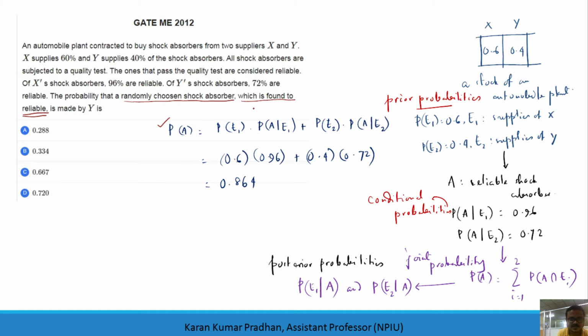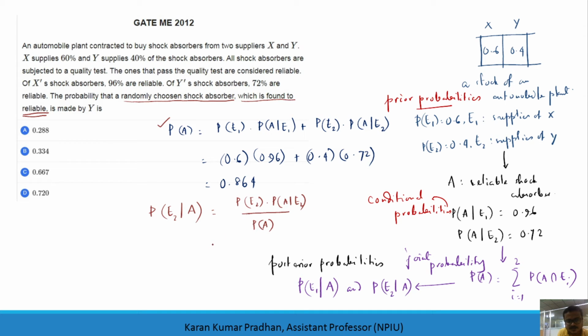Now the question says "made by Y", that means you have to go for the posterior probabilities. So if the item is found as reliable, A, which is the new information, what is the probability that it is manufactured by Y? It will be probability of E2 and probability of A given E2, divided by your probability of A, whatever we have found here.